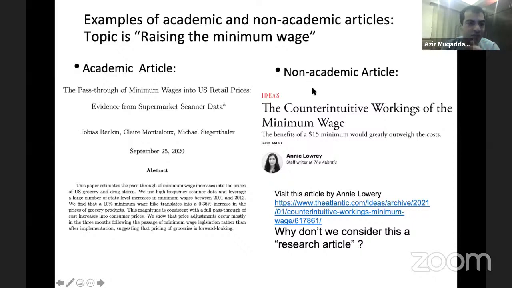So compare that to a non-academic article. This is published in the Atlantic only a couple of days ago. The counterintuitive workings of the minimum wage, the benefits of a $15 minimum would greatly outweigh the cost. So what is the position of the author here? Before we even read the articles, do we see a support and/or oppose statement in here?